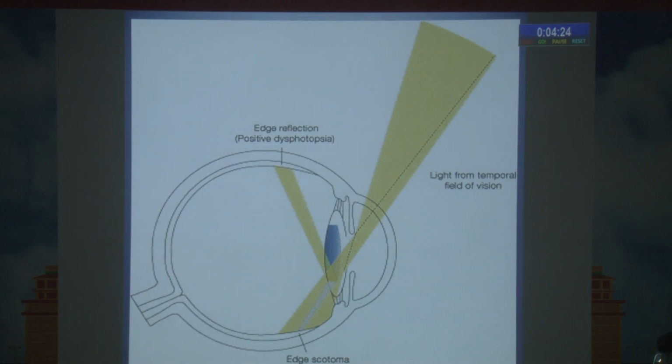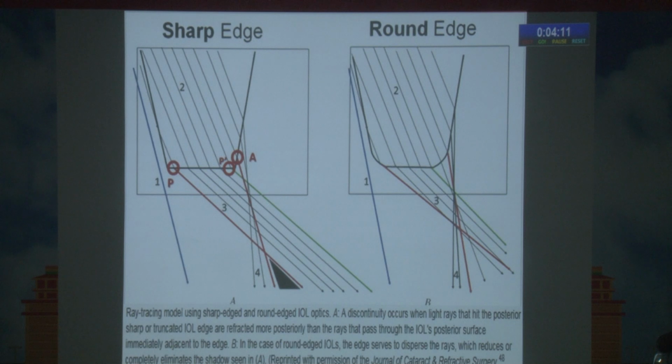Imagine temporal light rays. When they strike the nasal edge of the IOL, they are reflected back. The simplest theory is that now there are no light rays to be refracted, so there is an edge scotoma. But when ray analysis was done by Holliday, what he found was that there are three types of shadows: type 1, type 2 and type 3 shadow.